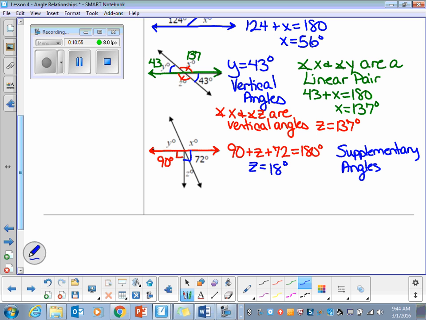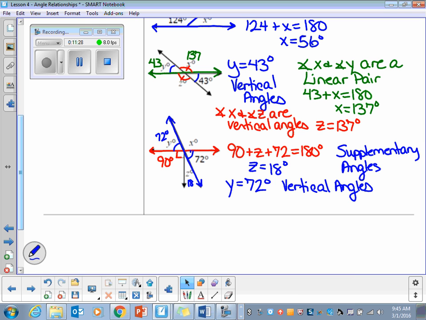All right, so now let's see what I've got here. I'm going to take that off. Looks to me, if I look at the red line and this line, that Y and 72 are vertical. So Y has to equal 72 degrees, and the relationship here is vertical angles. And so that's 72. This was 18.